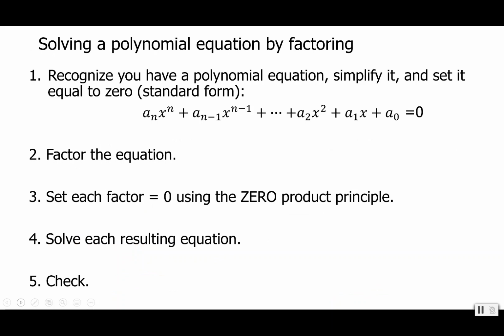So this is the process we're going to use to solve polynomial equations. We're going to first set it equal to 0 and factor one side. Then we're going to set each resulting equation, each factor, equal to 0 and solve the resulting equation. Of course, you can also check.